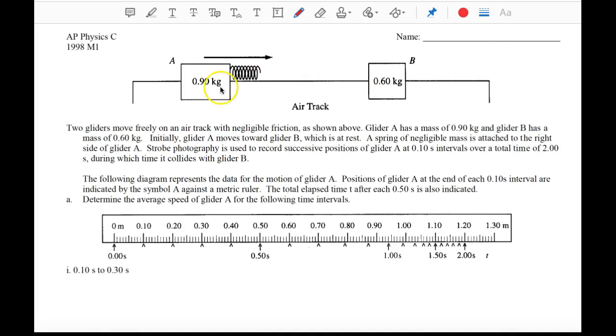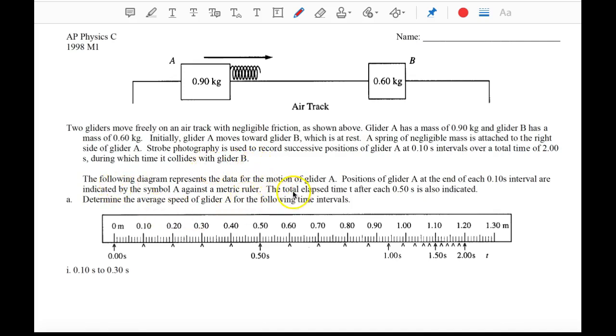We have a couple gliders on an air track, and this one has a spring on it, the other one does not. This one's obviously heavier than the other one, and they're going to collide. When they collide, there is some photography going on, and there is a strobe that is recording the positions of glider A at 0.1 second intervals for a total time of 2 seconds, during which it does collide with glider B.